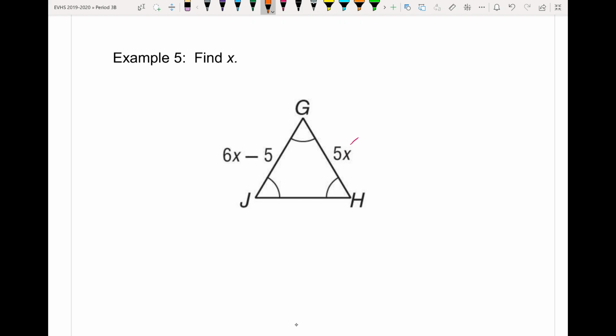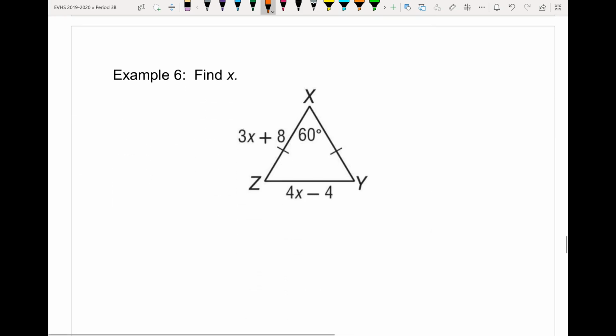Okay. So, equiangular. How do I know it's equiangular? So, equiangular also implies equilateral. So, 5x equals 6x minus 5. X equals 5. Yay. Math.